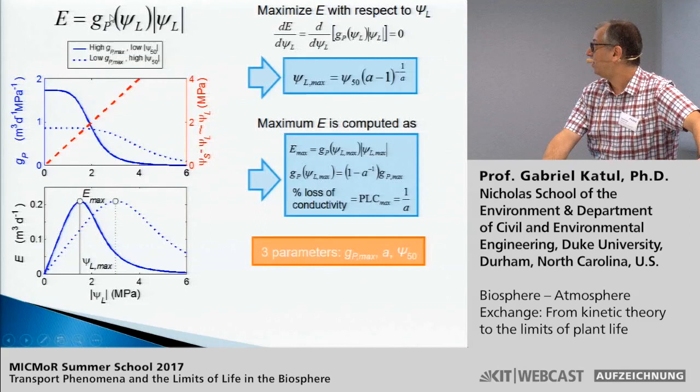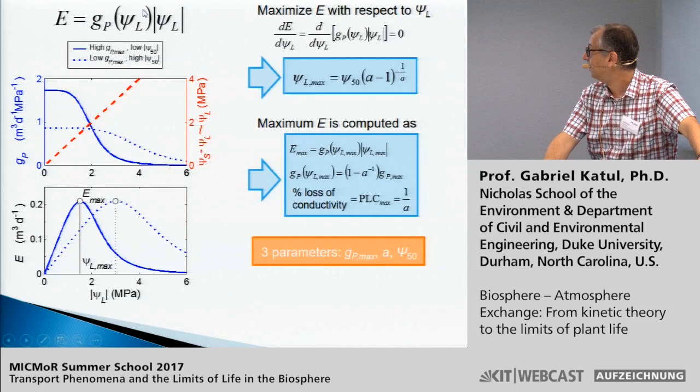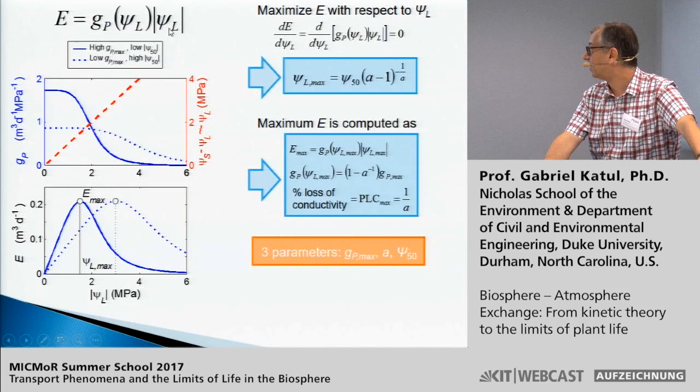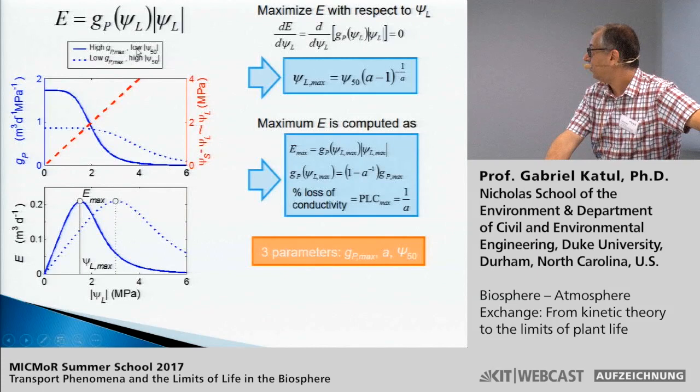So if we put this formulation for a vulnerability curve here and try to ask what would be the maximum possible transpiration rate that you could supply to the leaf. As you increase the leaf pressure, of course, transpiration rate goes up, but the xylem hydraulic conductivity drops. So again, we have almost this interplay between increasing driving force and reduced conductivity, very much like the vapor pressure deficit problem. So you could actually proceed and find the maximum by differentiating E with respect to psi L, set it to zero, solve for the leaf pressure at maximum.